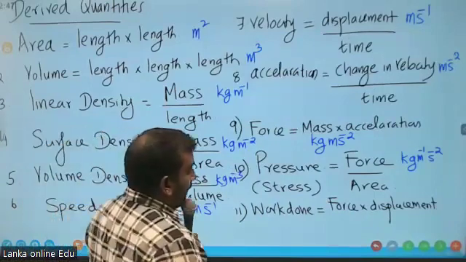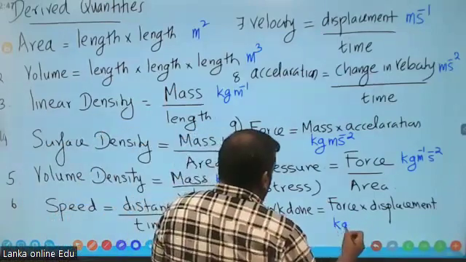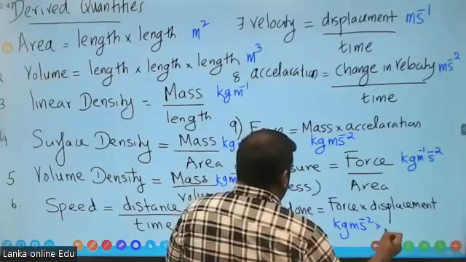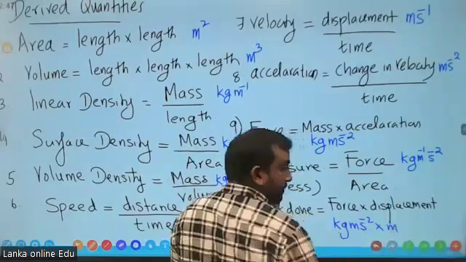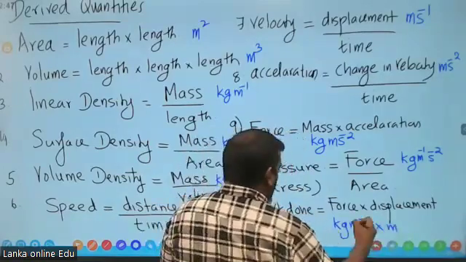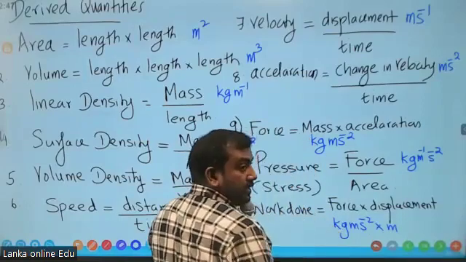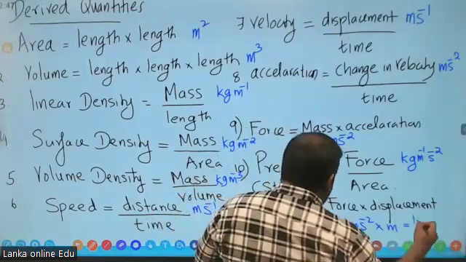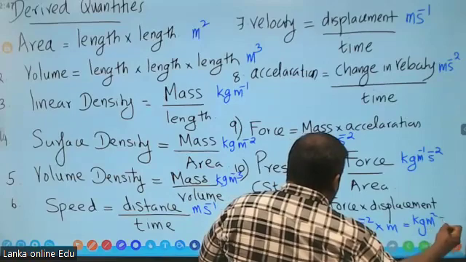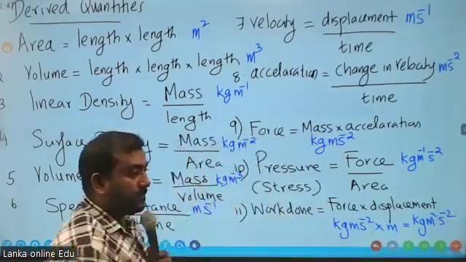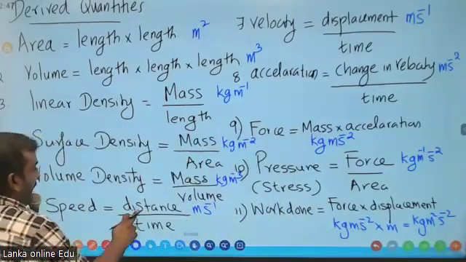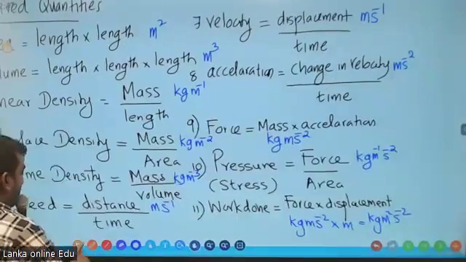What about work done? Force kg m s-2 into displacement meter. Meter into meter, meter squared. So here you will get kg m squared s-2. There you go.